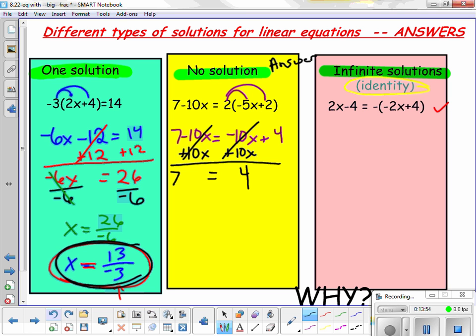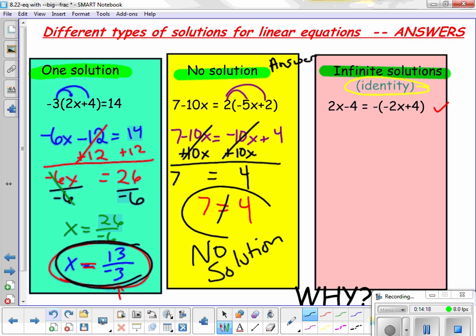There are no x's left in the problem, and this says 7 equals 4. Well, does 7 ever equal 4? No. 7 equals 7, 4 equals 4. So this is not a true statement. That is why there is no solution, because this is not true. When you come to an equation and you simplify it, if you get a statement at the end that is not true, then there is no solution.